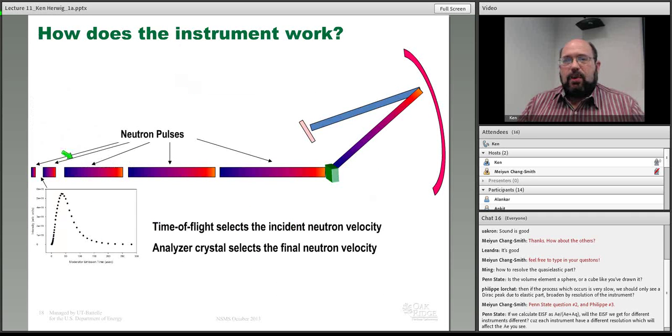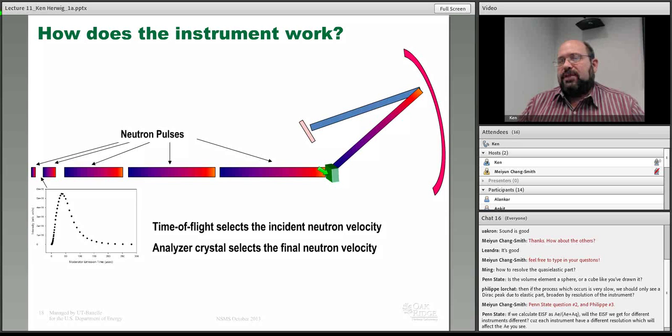So how does the instrument work? We create these pulses. As they travel down the flight path, from any given pulse, the neutrons that are traveling faster get to a particular distance sooner than the cold neutrons from that pulse. And so the pulse stretches out in time, duration and length as you travel along the flight path.